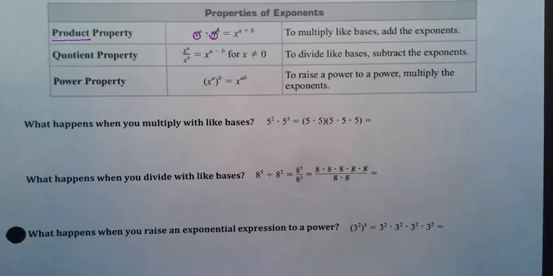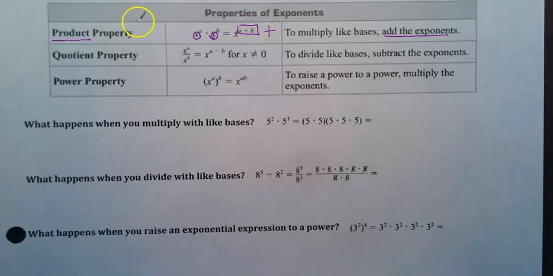Okay, so in order to do this, they have to have the same base. But then notice what happens to our exponents. What did we do with them? You would add them. You add them, okay? So you add the exponents. Okay, that's the deal. Even though they're being multiplied, you actually add the exponents.